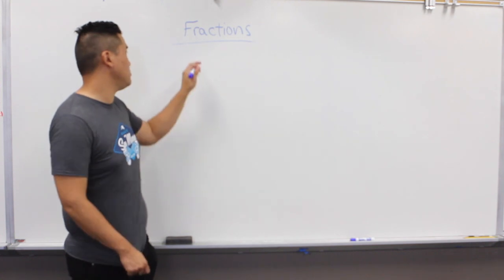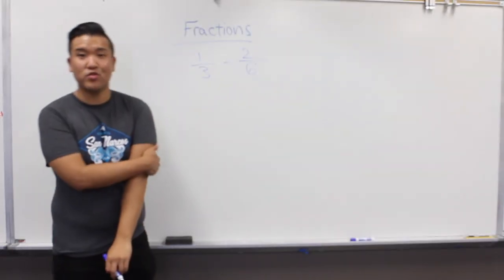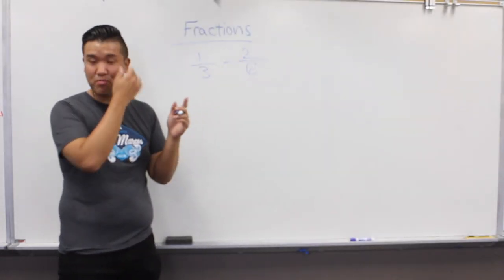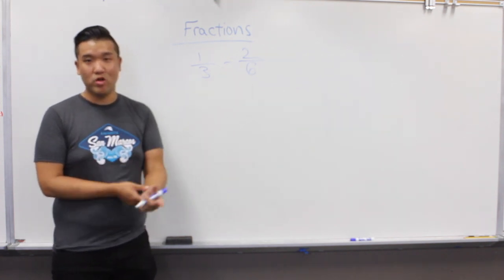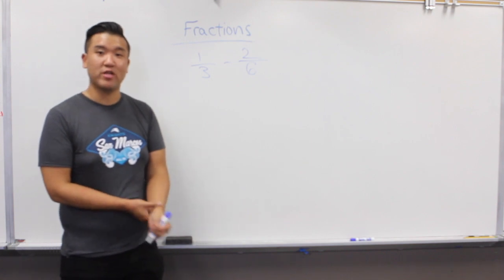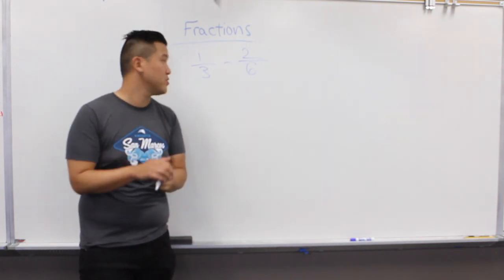Our intermediate problem is 1/3 minus 2/6. You can simplify this, but I kind of want you to practice getting common denominators. So if they are factors of one another, what do we do? How do we get common denominators? That's your hint. Try your best. 30 seconds. Go.